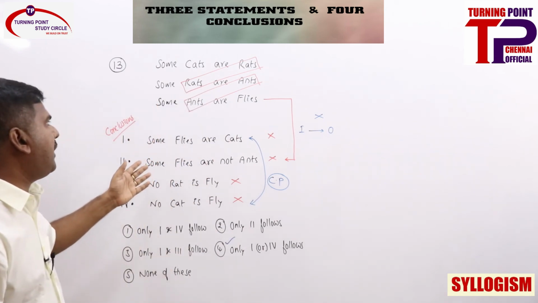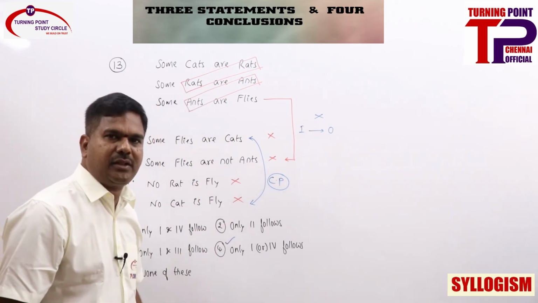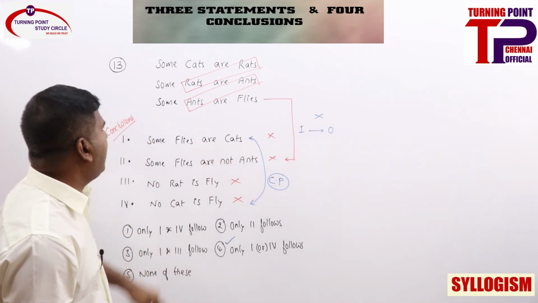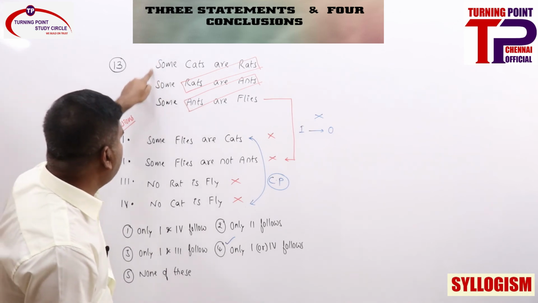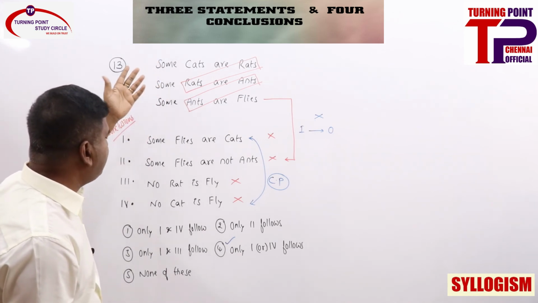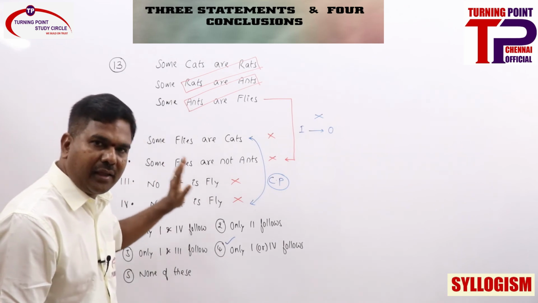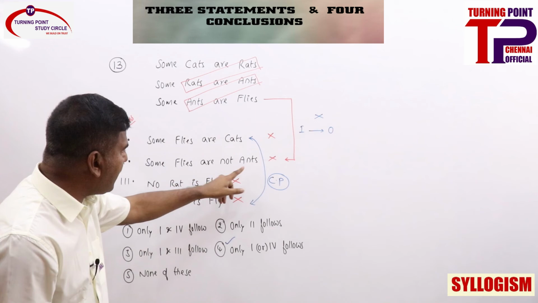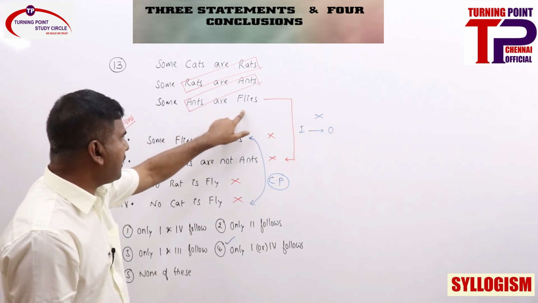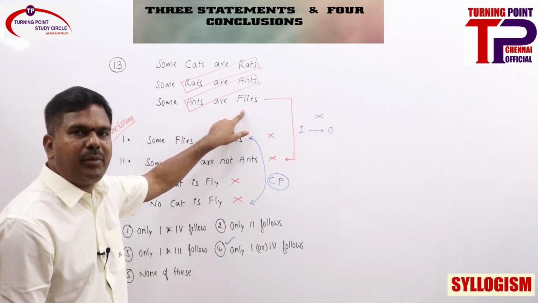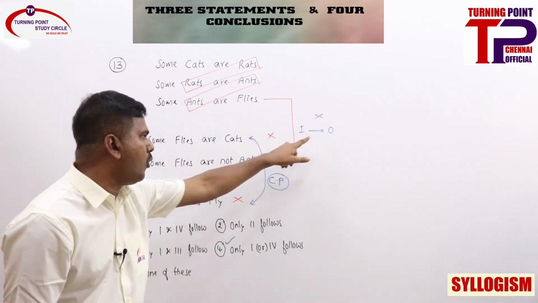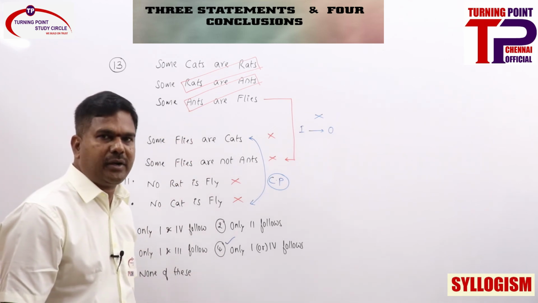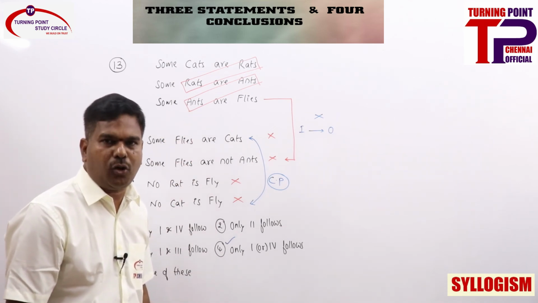So check for immediate inferences. Anyway, we will go ahead with conclusions one by one. Some flies are cats. Where is flies and where is cats? 1, 2, 3. So no conclusion. I plus I itself gives no conclusion. Then again I plus I, no use at all. So ruled out. Some flies are not ants. Flies and ants. See that third statement, I statement is there, but I can be converted into I only, not O. That is the reason ruled out. So you won't get a second conclusion based on the third statement also, because I cannot be converted into O.